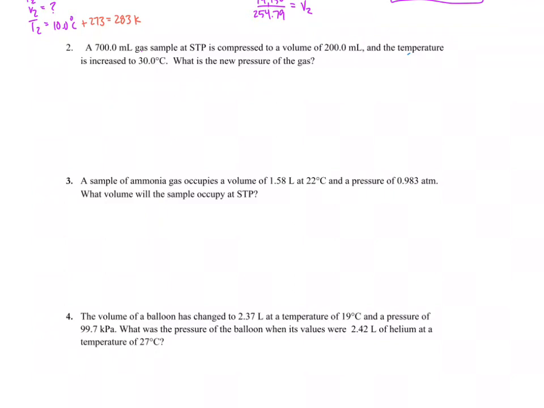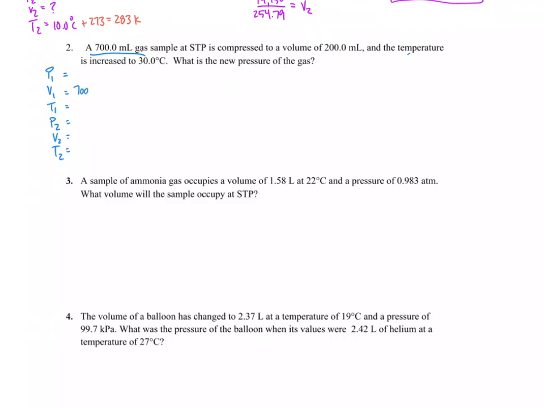Okay, so again, we know this is the combined law, so let's go ahead and write our variables on the left. So I've got P1, V1, T1, P2, V2, and T2. P1, V1, T1 are the starting pressure, volume, and temperature. P2, V2, and T2 are our new pressure, volume, and temperature. All right, so I've got a 700 milliliter gas sample. This is implying that this is what you're starting with.